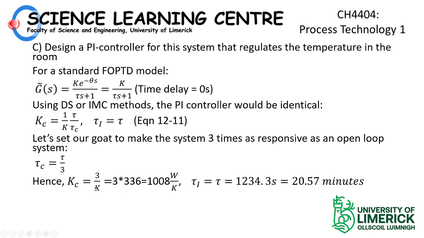Something that I want to point out is that K had a unit, or has a unit, of Kelvin per watt, while Kc has a unit of watt per Kelvin. They're opposite units. They're the inverses of one another, which makes sense. One of them defines the sensitivity of the system to heat. So the system responds to heat that we bring in. The result is a temperature. The controller responds to the temperature input, and the output is the heat. So they are reciprocal of one another.